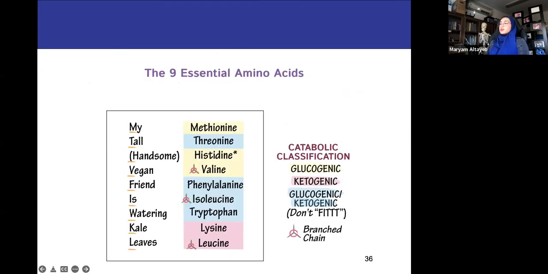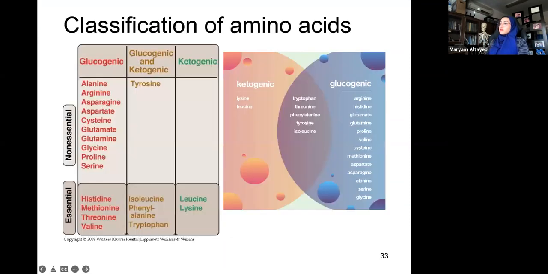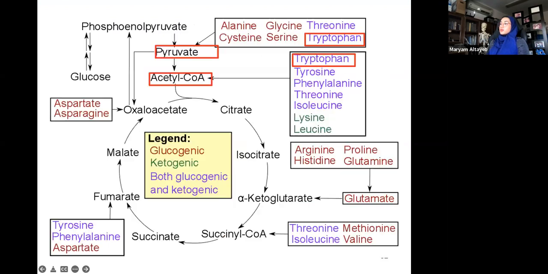Okay, and again, for the last time, don't forget these ones. And this is another mnemonic if you guys don't like PRIVATE TIM HALL for the essential amino acids. But just remember, alanine, valine. All the other sources, including this figure, say that threonine is both converted into pyruvate and converted into acetyl-CoA.